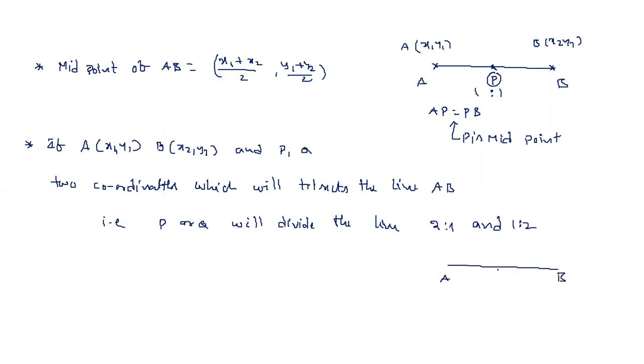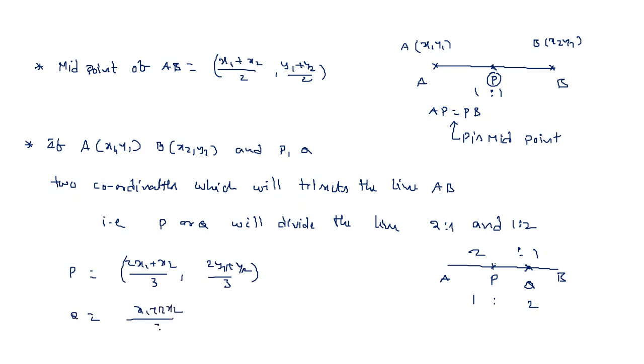The meaning of trisection point is that I have to divide the AB line exactly into 3 pieces. That means at 2 places you have to cut it. If P is cutting nearby A, then it will be 1:2 ratio. Q is cutting nearby B, then it is 2:1 ratio. So in this case, P is equal to ((2x1 + x2)/3, (2y1 + y2)/3). The remaining point is ((x1 + 2x2)/3, (y1 + 2y2)/3). This is how we can calculate the trisection points.